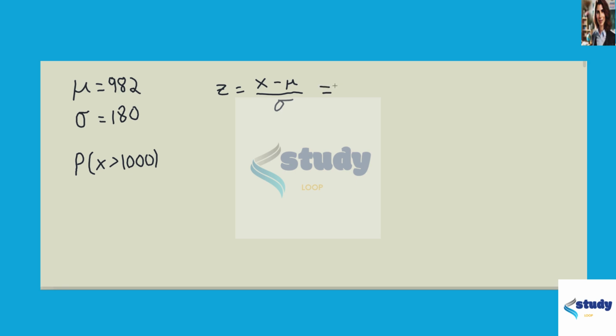and we're just gonna use 1,000 in place of x. 1,000 minus 982 over 180, and this will give us approximately 0.1.